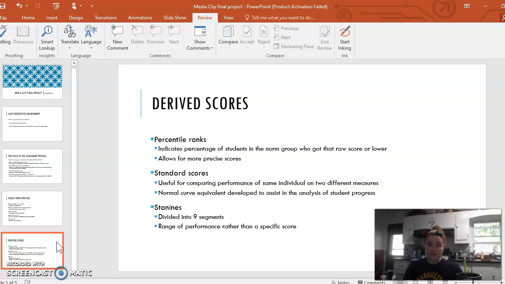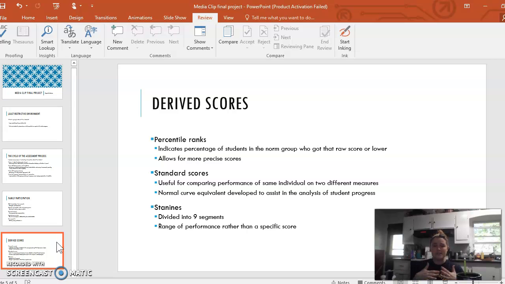Lastly is scores. So percentile rank is the percentage of students in a norm group who got the raw score or lower. And this is going to allow for more precise scores than standard scores and stanines. So percentile ranks are going to show where the student falls in that norm group. Standard scores, they're useful for comparing the same individual on two different measures. So where the percentile scores showed the group, the standard scores are going to show just that student.